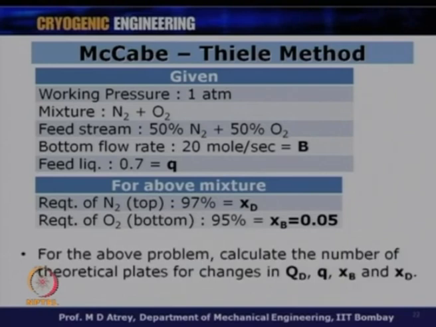What we have to do now is to understand, for the above problem, how to calculate the number of theoretical plates for changes in the value of QD. I am going to change this value of cooling effect available at the top section of the condenser. The value of Q I am going to change. I am going to change the value of XB and XD, and correspondingly we will compare what happens if I increase the value of QD, and what happens if I decrease the value of QD, to the number of theoretical plates that are required for the column design to attain a given purity.